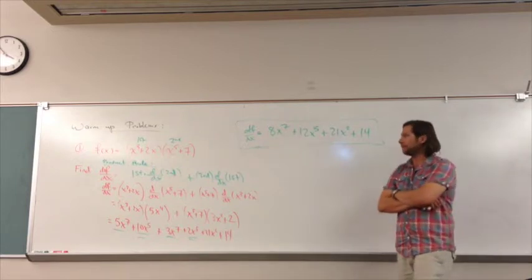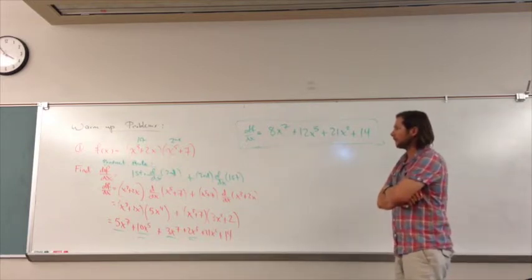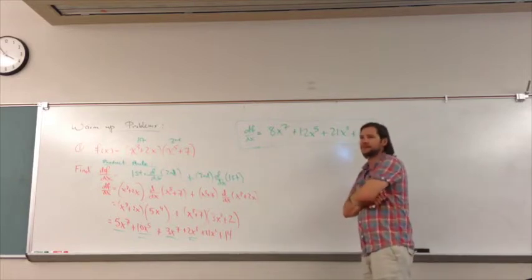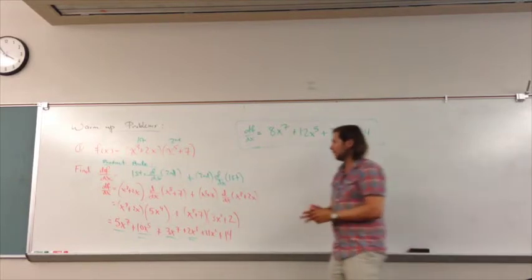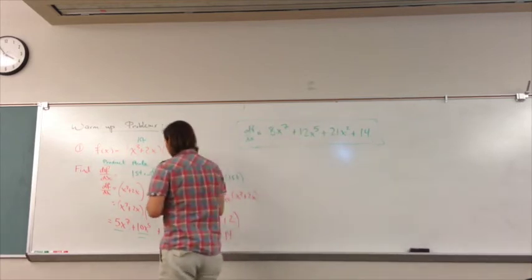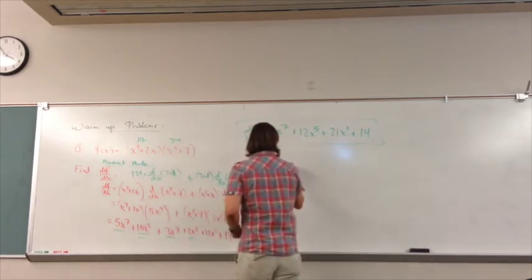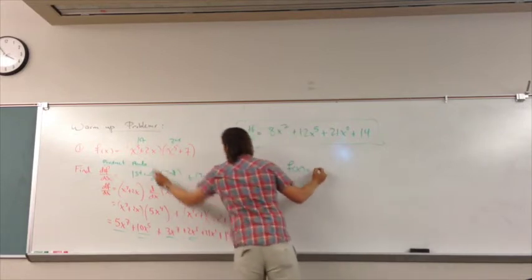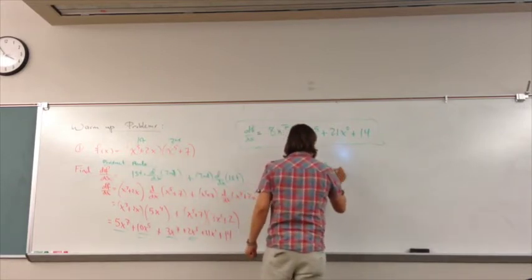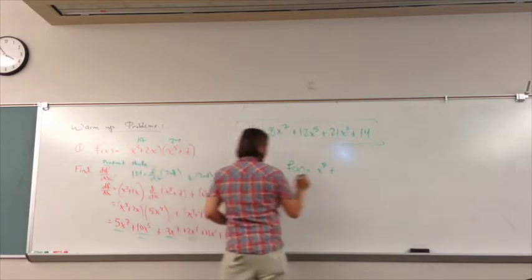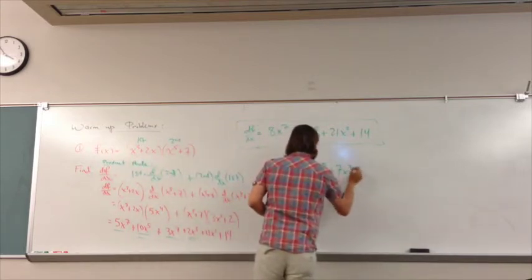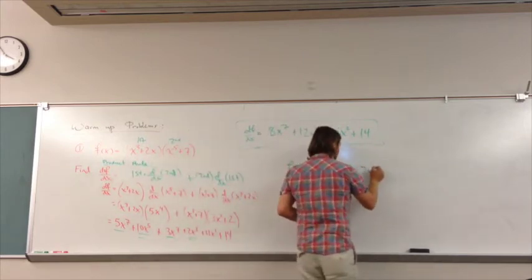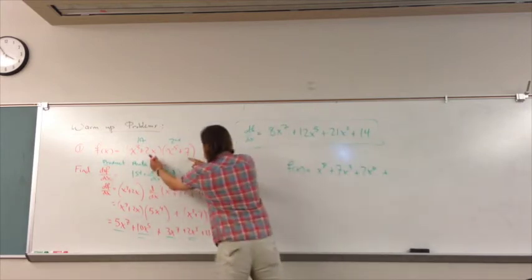You can't multiply first and find the derivative after that? No, you can. You'll get the same answer. If you FOILed this out, let's just do that real quick. If I were just to rewrite f of x as x to the 8th plus 7x cubed plus 2x to the 6th plus 14x.